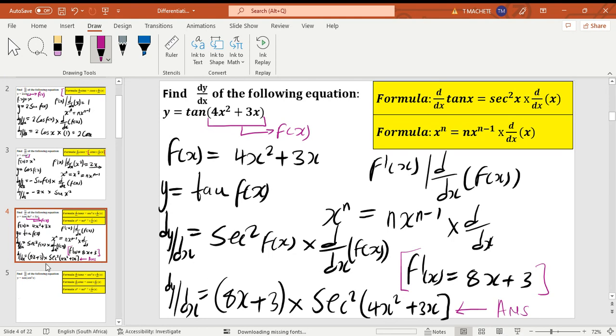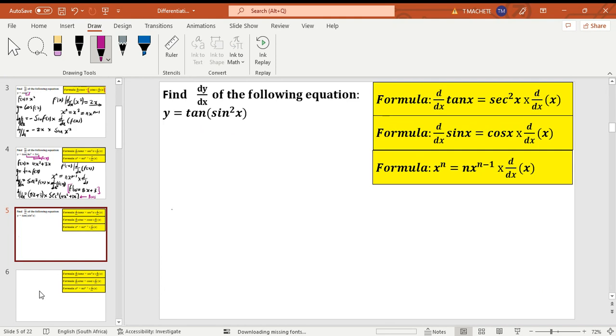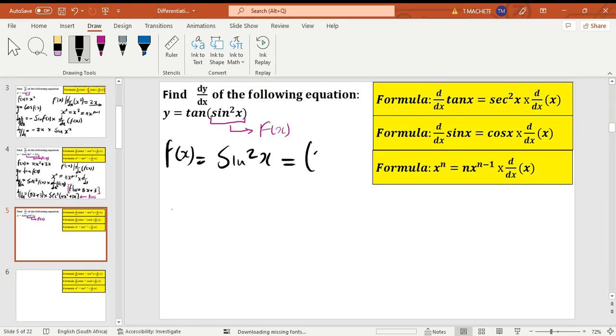Okay. Let's do another example. In this case, you are required to find dy over dx, which is your first derivative, for y equals tan sine squared x. So you see, identify your f of x. Your f of x is this one. Okay, let's write that f of x down. f of x equals sine squared x. This, guys, can be written as sine x all squared. So you have to change it and put it that way.